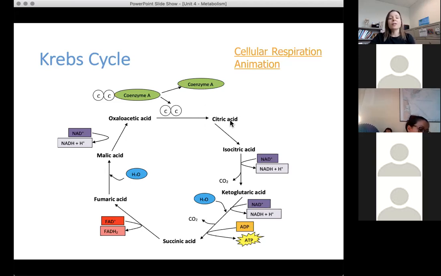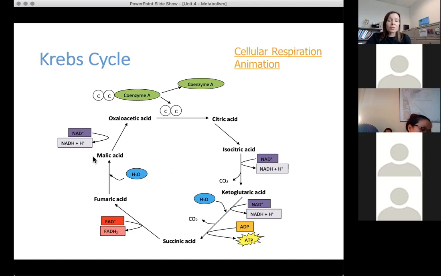And then from there, you just convert one acid to another through various reactions that are happening. Citric acid becomes isocitric acid, which becomes ketoglutaric acid. It just keeps going around until you end up with oxaloacetic acid, which is what you started with.